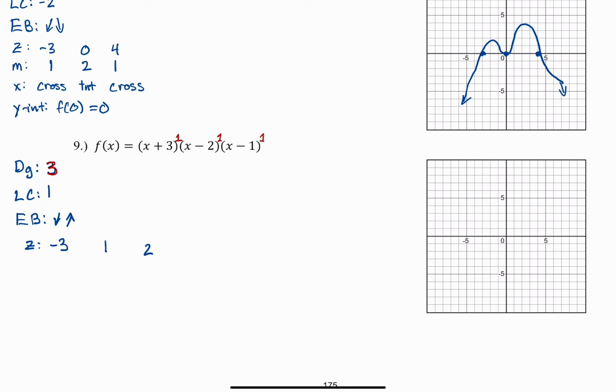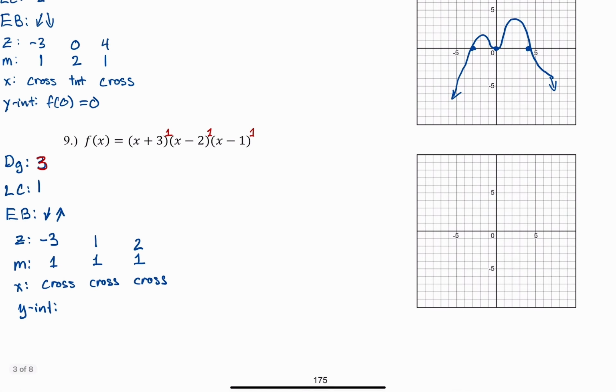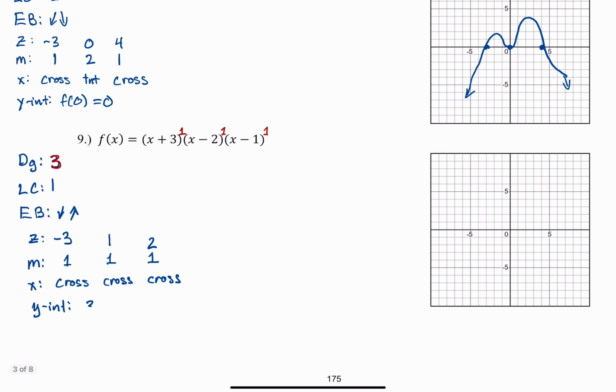And again, a factor is just things that are being multiplied together. So those are all being multiplied. The multiplicity, as stated, is 1 in each of the cases. So the x-axis behavior, it'll simply cross at each of those zeros. The y-intercept here, when you plug in 0, you end up with a 3 times -1 times -1. So it's going to just be +6.